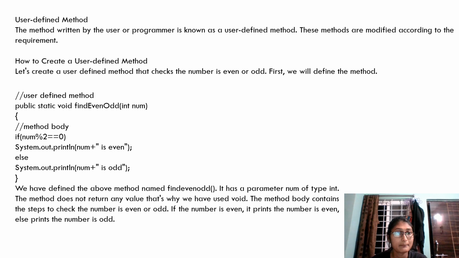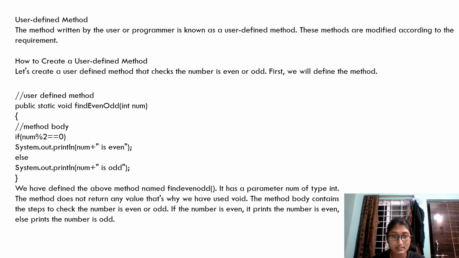User-defined method. The method written by the user or programmer is known as a user-defined method. These methods are modified according to the requirement. How to create a user-defined method? Here is an example to get an idea of a user-defined method. We define the above method named findEvenOdd. It has a parameter number of type int. This method does not return any value. That's why we have used void. The method body contains the steps to check whether the number is even or odd.